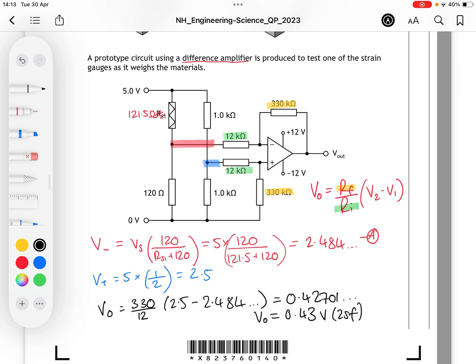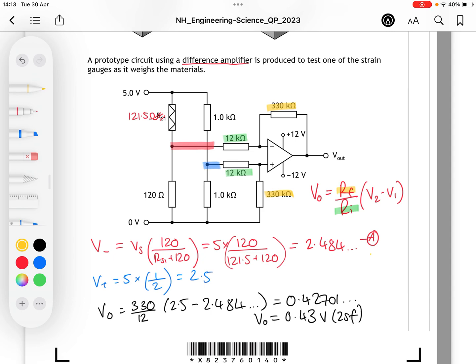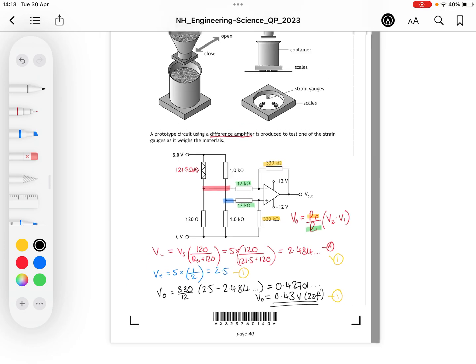In terms of the 3 marks that you're looking to get, you're going to get 1 mark for working out your inverting voltage, 1 mark for working out your non-inverting voltage, and then 1 mark for working out your output voltage. Notice as well, I've only put the units on the end. You only need to put the units on the last and final answer. If you put them throughout, great, if that helps you, but don't worry, you don't have to do that.